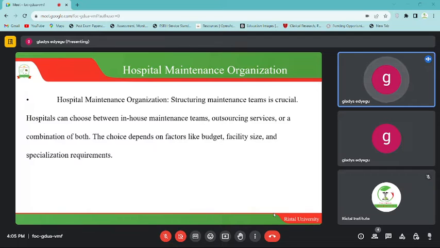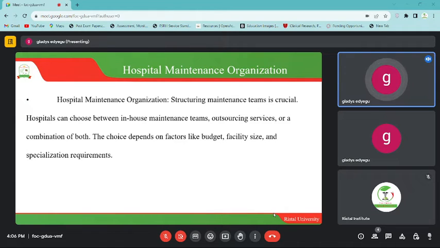Facility size is also one of the factors that can make you decide which organization to use, whether in-house maintenance teams or outsourcing services. If the facility is big, you have a bigger infrastructure that may need a bigger team to offer the maintenance and repair service. If you have very many equipment items that need to be maintained, you may also have to outsource services. So facility size also dictates what you are going to use in the organization of maintenance.